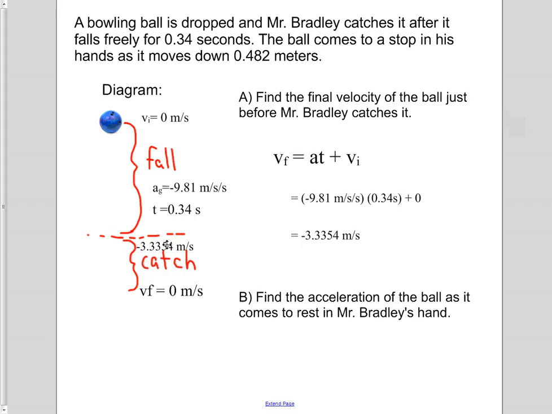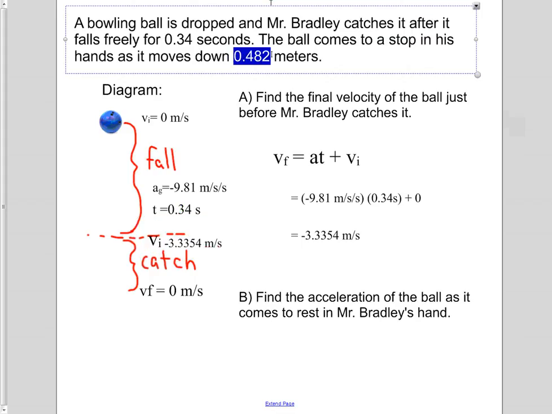We've got the velocity when it first touched his hand. Again, although that was VF for the fall, we'd be calling it VI now for the catch. We also have another piece of information from the problem: it moved down 0.482 meters as he caught it. Now, we have to be careful here. We just say it moves down. That doesn't mean that it fell down. It's not falling anymore, he's catching it.